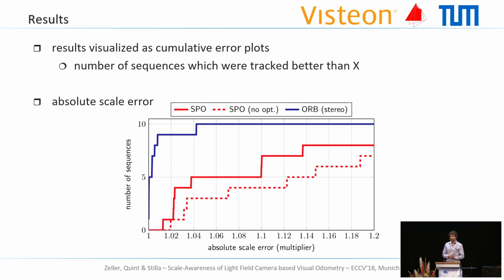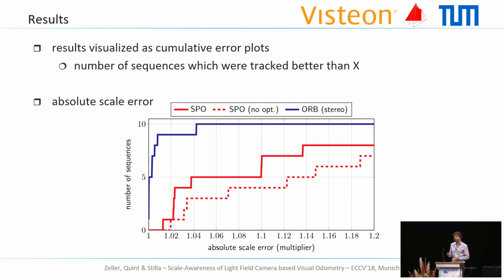Now, to show this in numbers, I drew some so-called cumulative error plots for all of them, here for the absolute scale error. Of course, here we can't compare them to the monocular approaches since they are not able to retrieve the absolute scale. But if we compare now to a stereo algorithm, of course, the stereo algorithm performs much better than our Plenoptic camera-based approach. But still, it also has a much higher stereo baseline, and still we are able to retrieve somehow the scale of our scene.